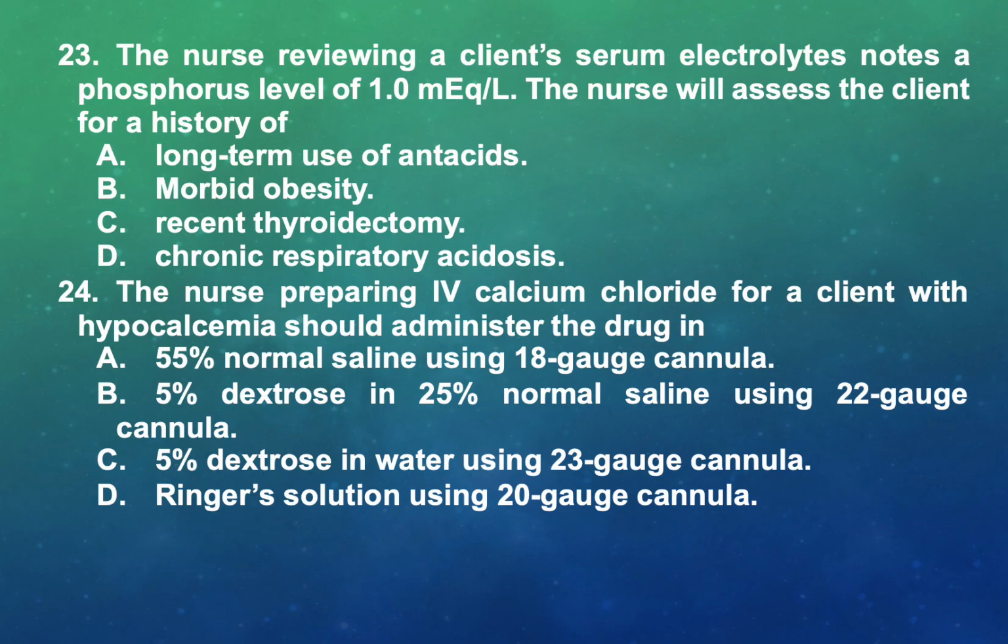24. The nurse preparing an IV calcium chloride for a client with hypocalcemia should administer the drug in: A, 0.9% normal saline, B, 5% dextrose, C, or D, Ringer solution. 24, the correct answer is Charlie. 5% dextrose in water using a 23 gauge cannula.